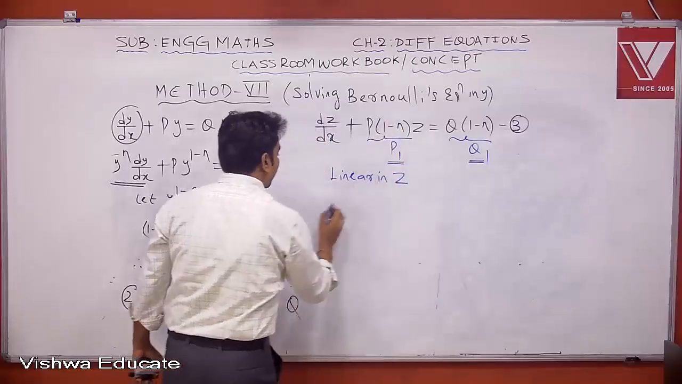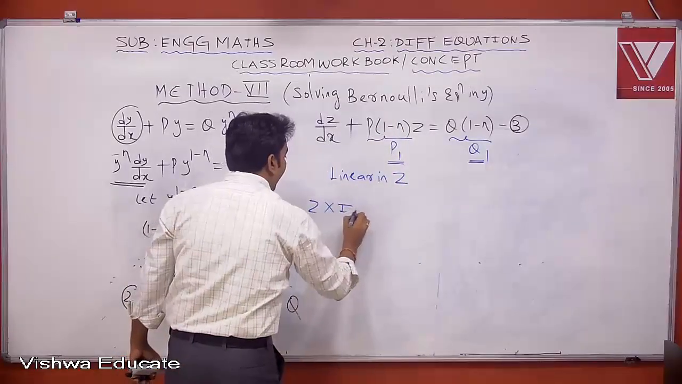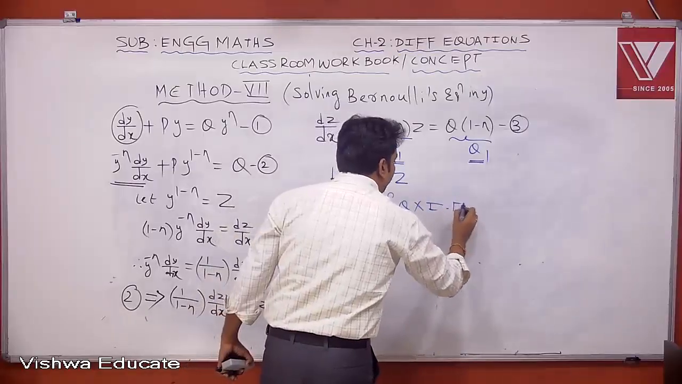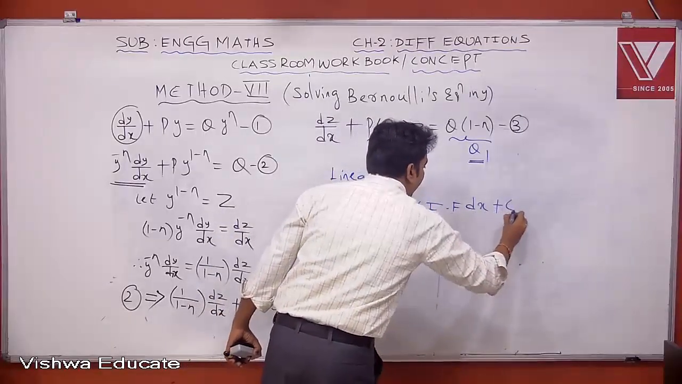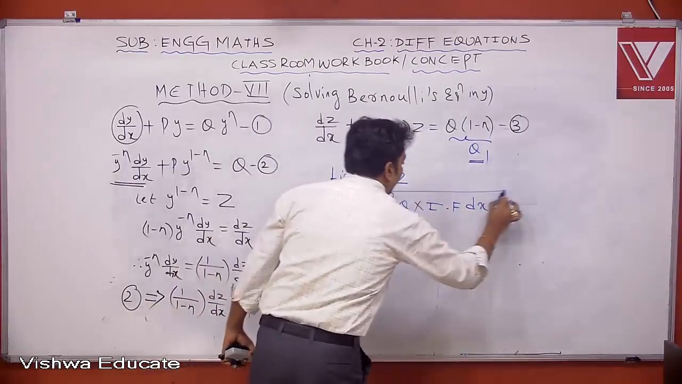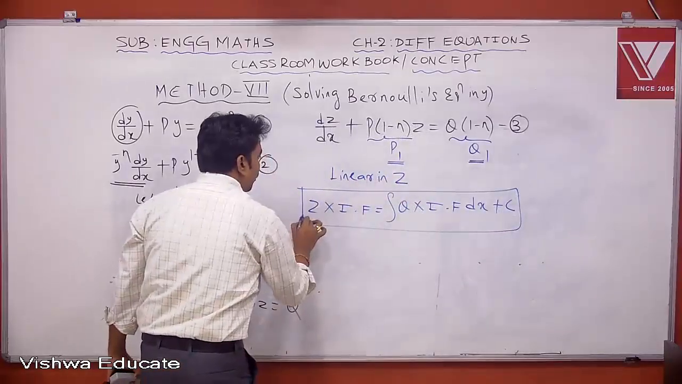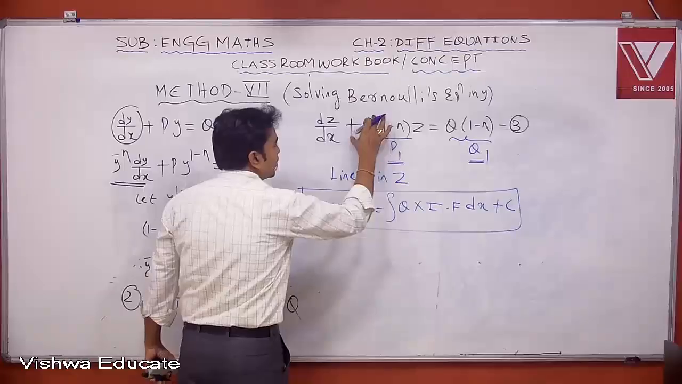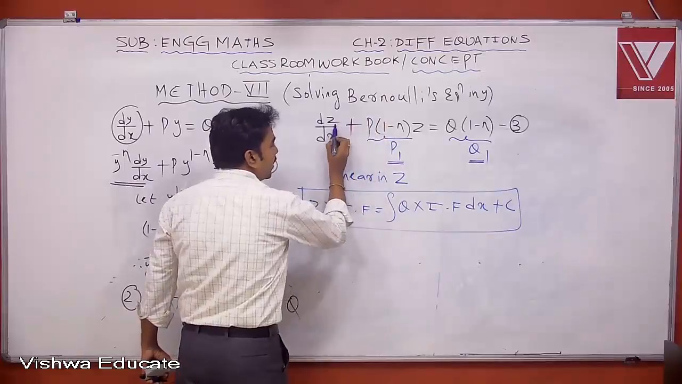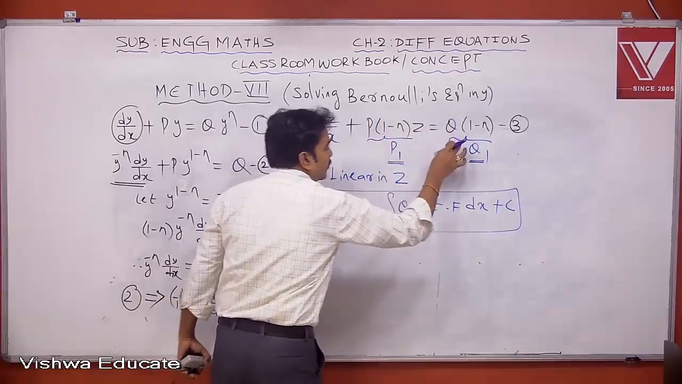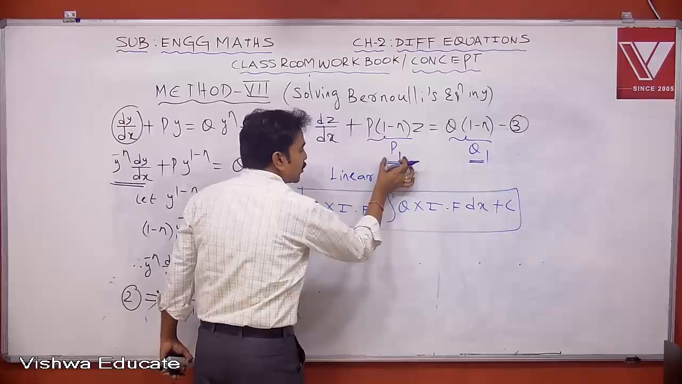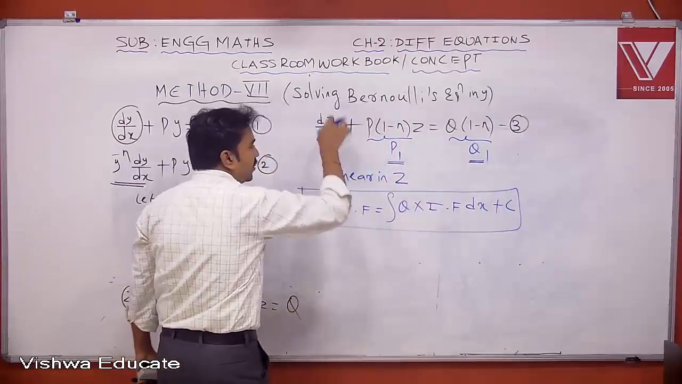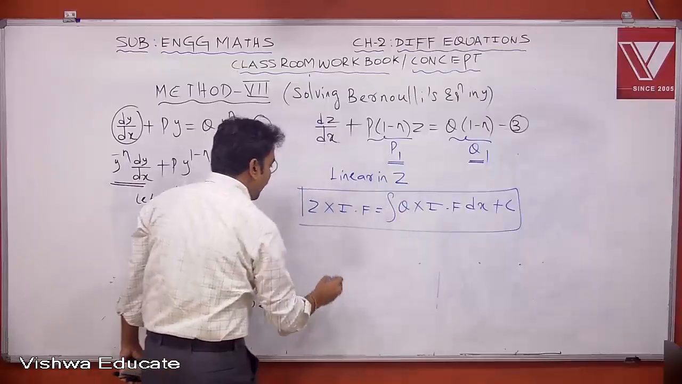So, its general solution is given by z into I.F. equals integral Q into I.F. dx plus c. This is according to method number 5. It is an equation which is linear in z, because this is P1, this is Q1. P1 is a function of x, Q1 is a function of x, hence it is a linear equation in z. Its general solution is given by this.